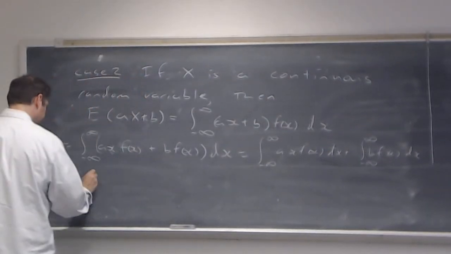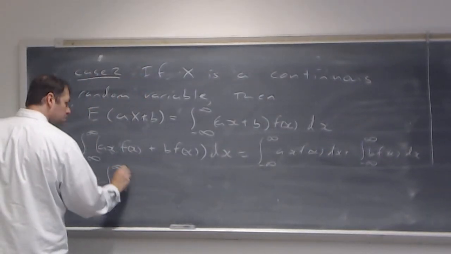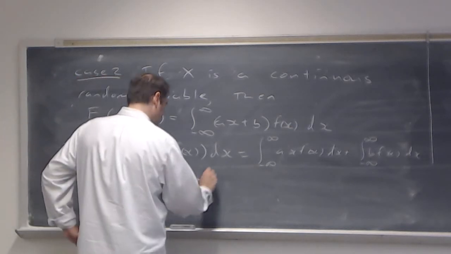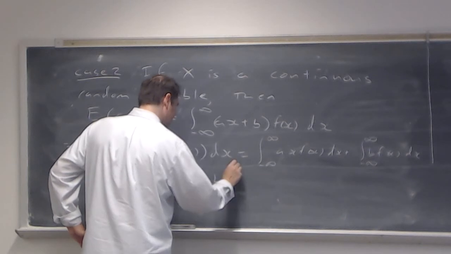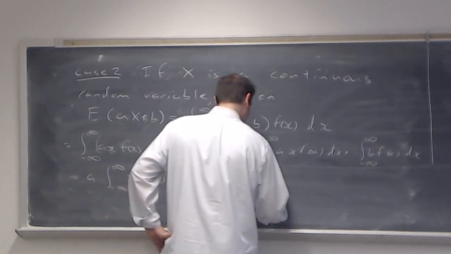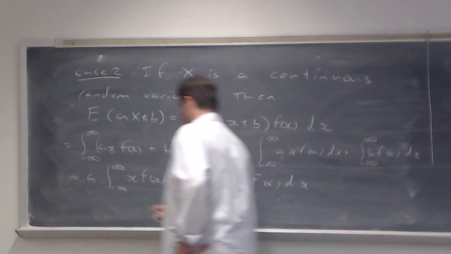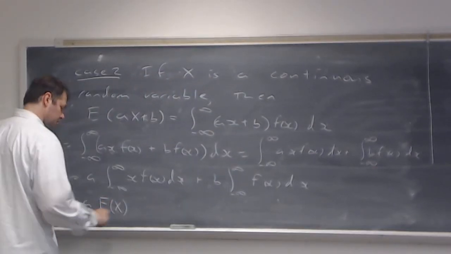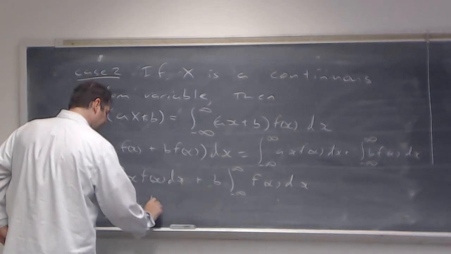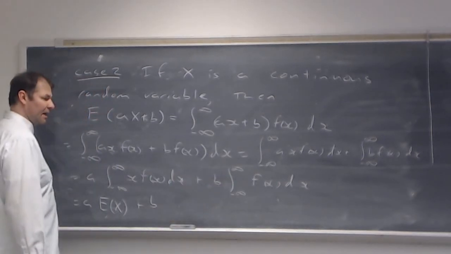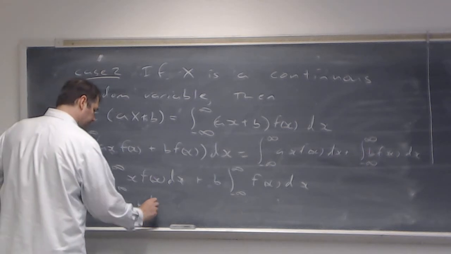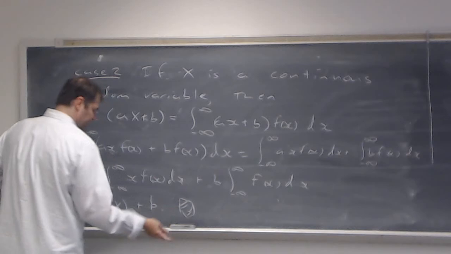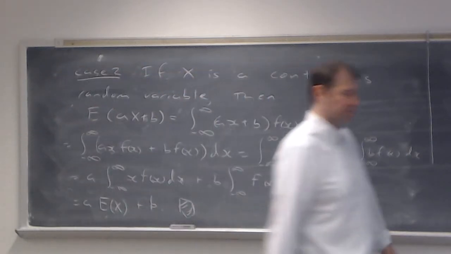a can be taken out: a times the integral of x times f of x dx over the whole line, plus the b can be taken out, b times the integral from minus infinity to infinity of f of x dx. And just as before, this is a times the expected value of X, plus b times the integral of the PDF over the whole line. That's just 1. And so we get what we want in this case, so in all cases, we get the result.